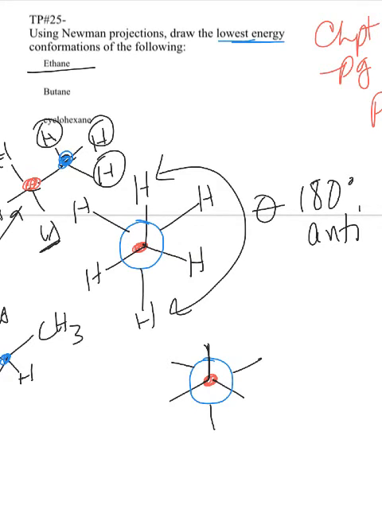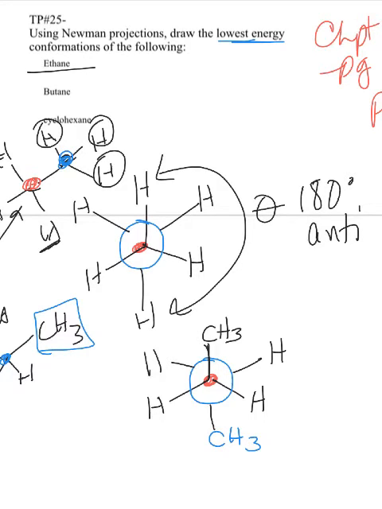Then you can figure out what you're going to put on it. Here, you're going to have a methyl group. Now this is what's important. You want the lowest energy. So let's put one of the methyls up here, and then put the hydrogens on the other ones. And then here, you put the methyl down there, and then the hydrogens. So basically this is an anti, and your dihedral angle is 180. Okay, the next one's a cyclohexane.